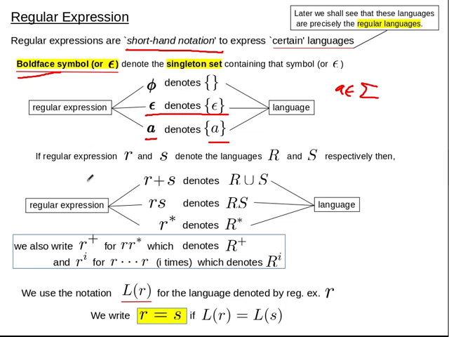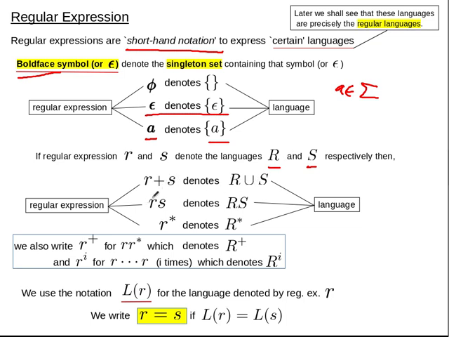So now we can recursively define other regular expressions. If R and S are some regular expressions, and suppose they denote the languages capital R and capital S, then we use this plus, this concatenation, or this Kleene star over regular expressions. Okay, so these are regular expressions. R plus S will then mean the union of capital R and capital S.